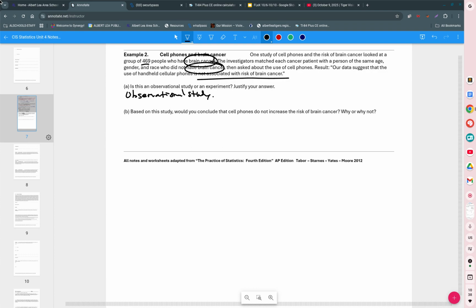They didn't administer the cell phone. If they took the group and divided it up, say, let's have 400 people chosen at random who don't have a cell phone, and 400 people at random who do have a cell phone, and then measure how often they use it and see the results, that would be an experiment. This is not. Observational study, no treatment was administered.